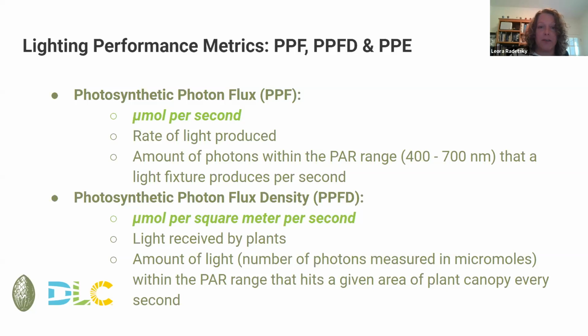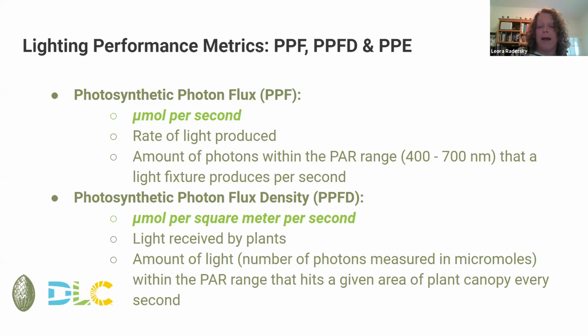And as Sean mentioned, plants have very many photoreceptors, and they really want a broad light distribution so that their photoreceptors can respond appropriately. So one of the most important ways that we describe light with these metrics are for photosynthesis. So the first one we're going to talk about is photosynthetic photon flux.